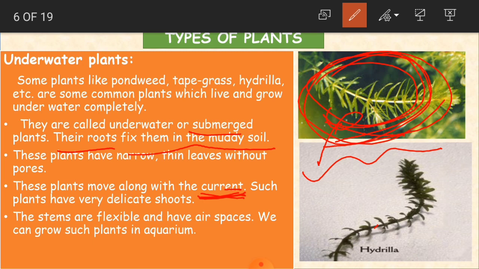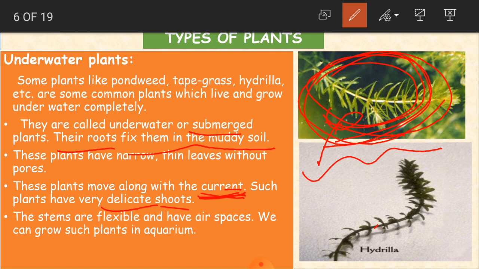Such plants have very delicate shoots. Shoots in the sense what? Very small shoots, in the sense new growth of the plant. Okay, so these plants have got very delicate shoots. Delicate in the sense very sensitive, very light. If we just touch them, they'll just break. So much for the delicate shoots.